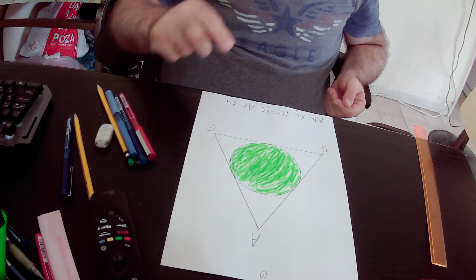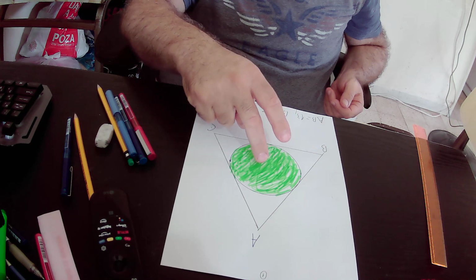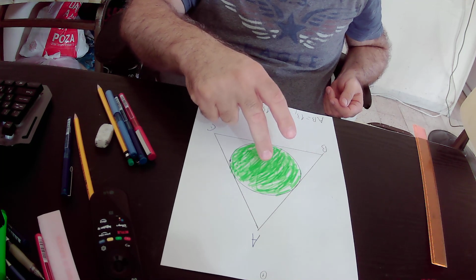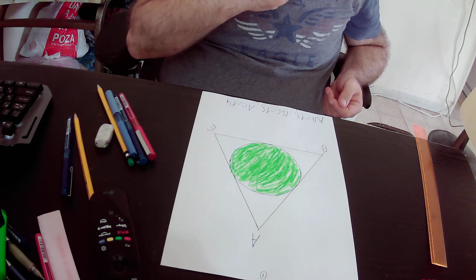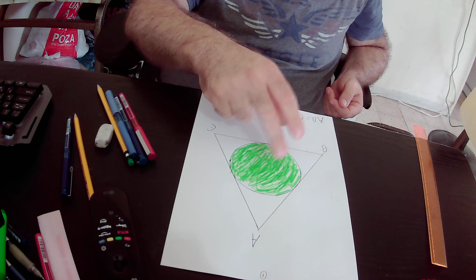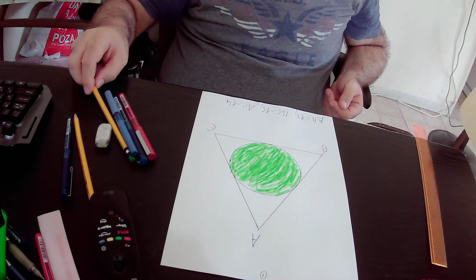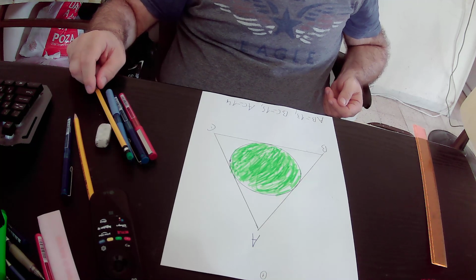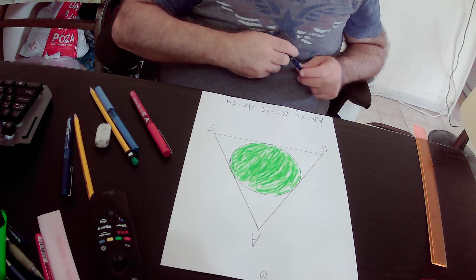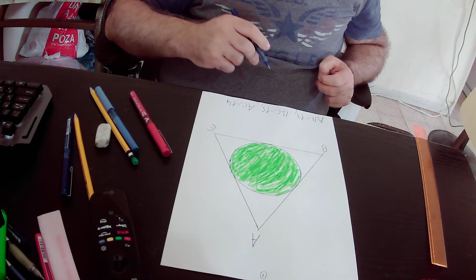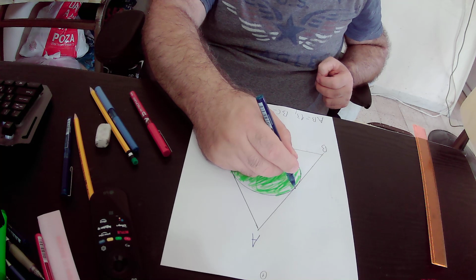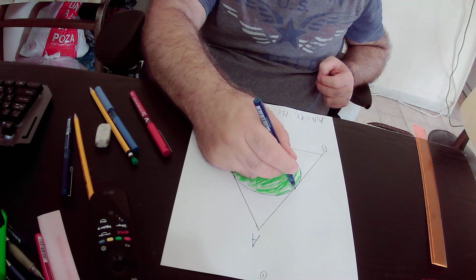And we have the green circle that is inscribed in triangle ABC, and we want to find out the area of the green circle. We know that side AB of triangle ABC is tangent to the circle at this point. We will define this point as point D.